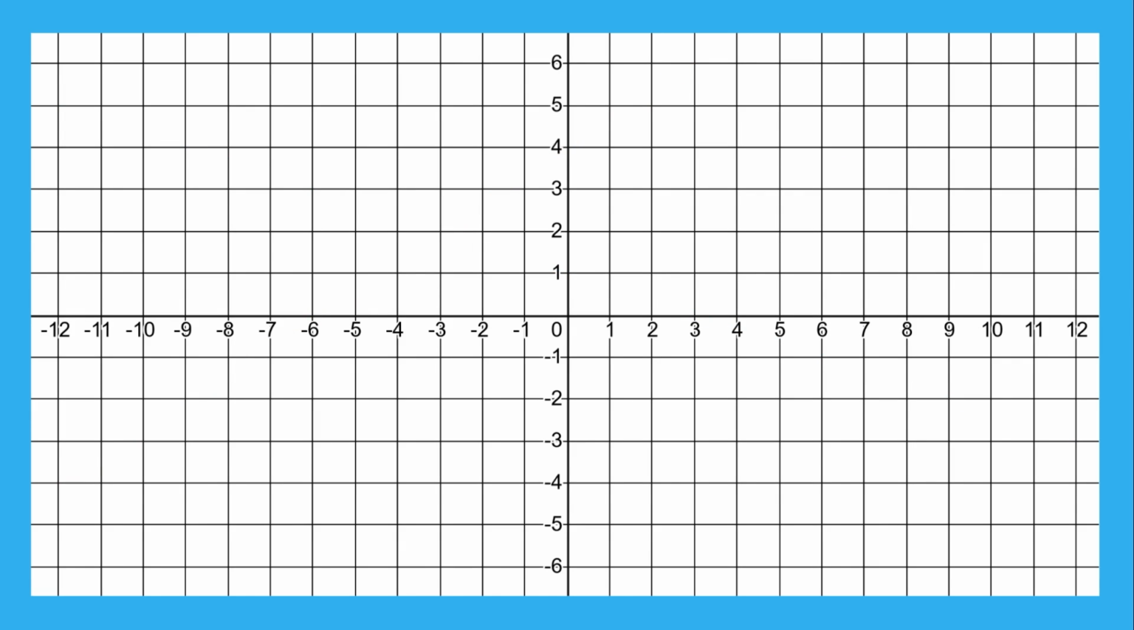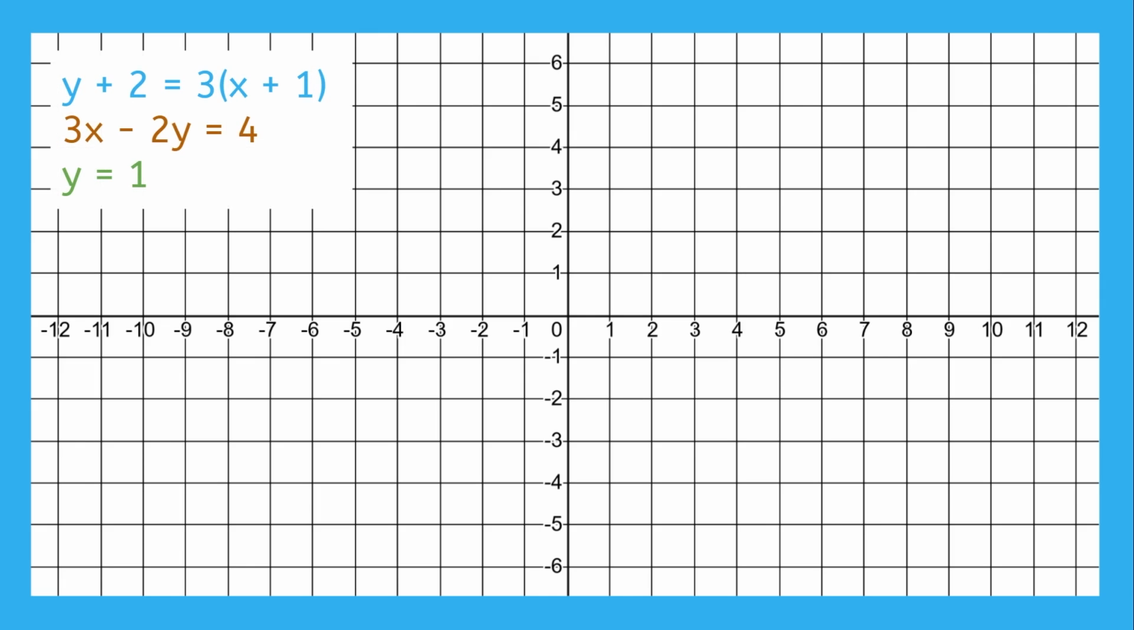Let's try a larger system. What changes if our system has 3 equations? The goal is still the same, find where they intersect. So we graph the blue equation, the orange equation, and the green equation, and then we find where they intersect. So (-2, -5) is the solution.